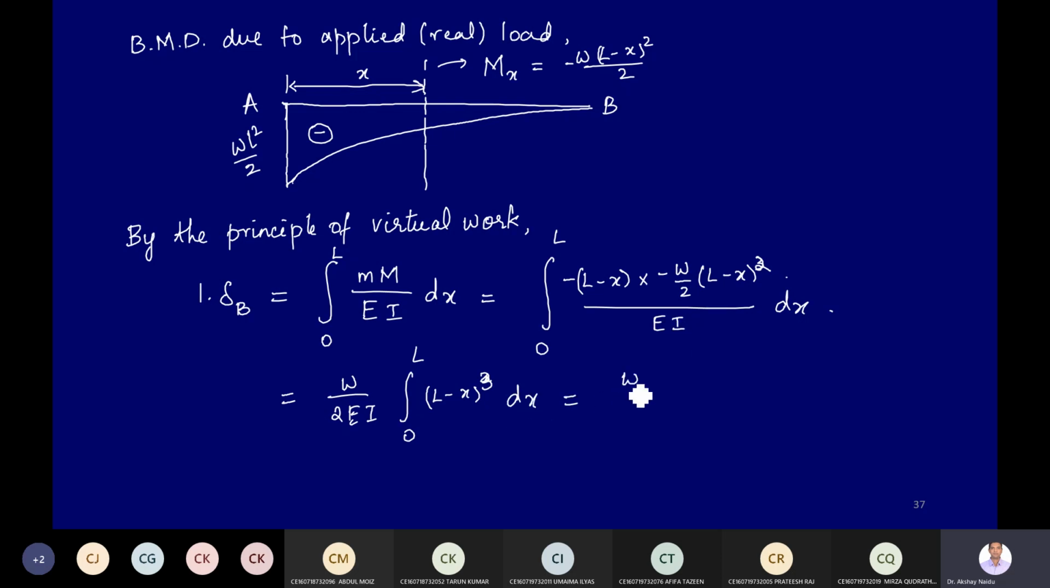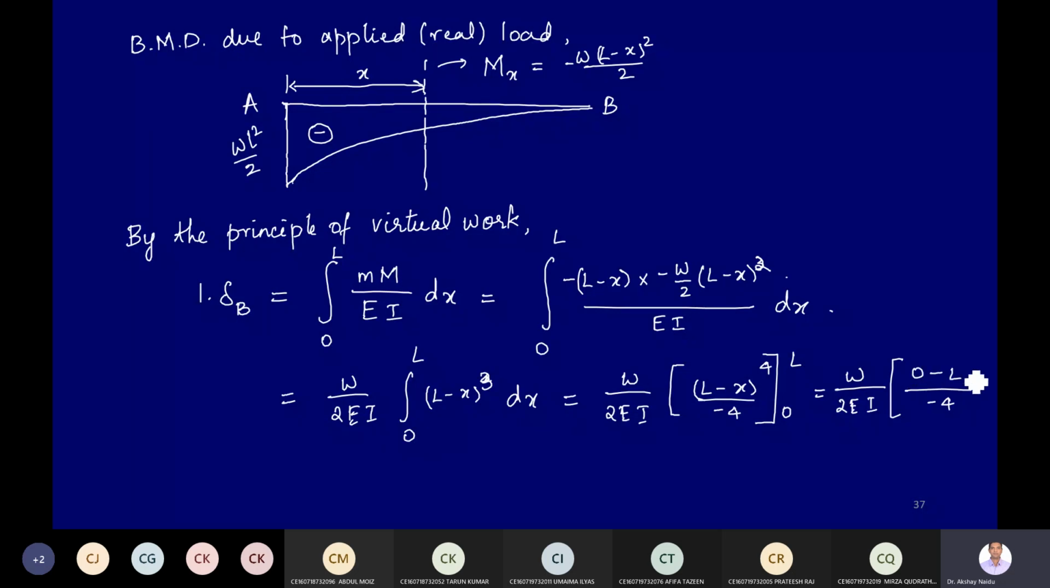So the integral of this is L minus X whole power 4 by minus 4, applying limits 0 to L. So W by 2 EI by minus 4, you get 0 minus L power 4. So we get delta B as W L power 4 by 8 EI. This was the result.